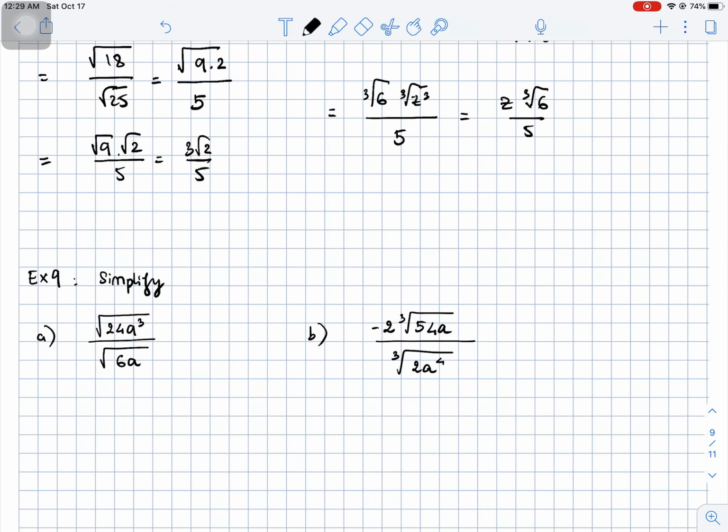And we separate the 6 and the z cubed. So the cube root of 6 and the cube root of z cubed. The cube root of z cubed gives us z. So we get z cube root of 6 divided by 5.